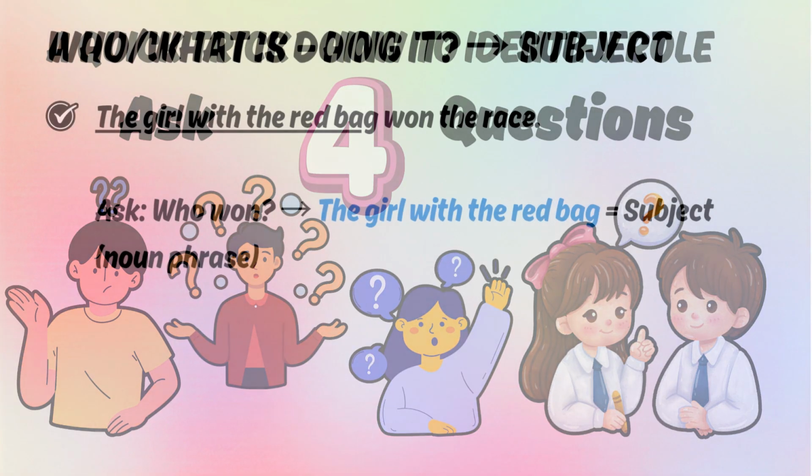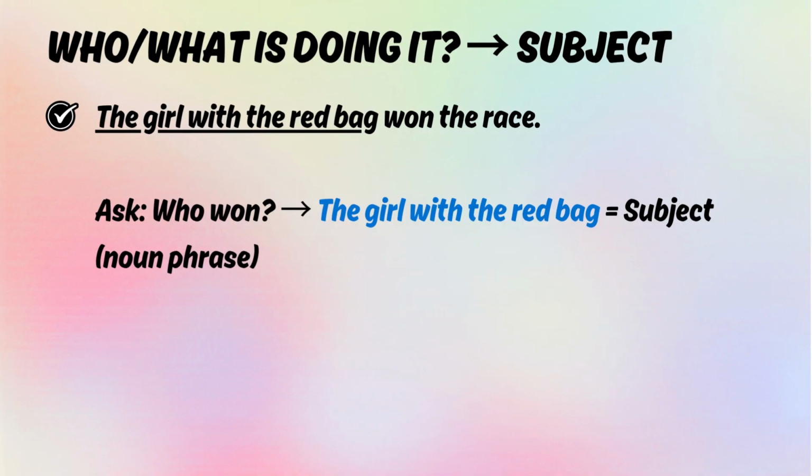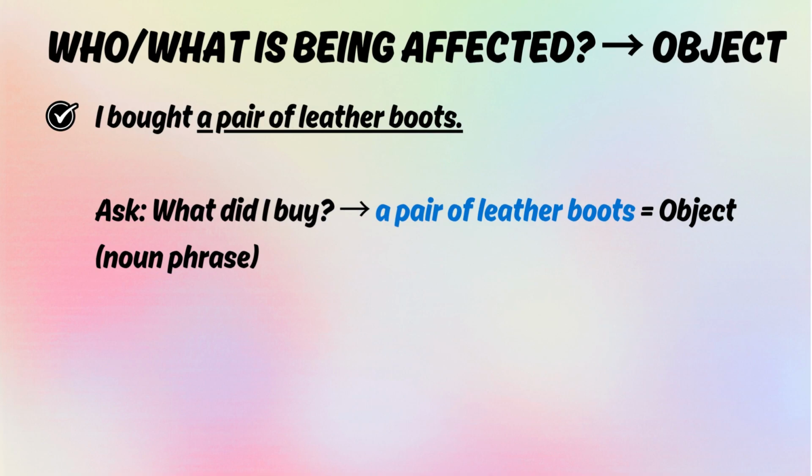Ask who or what is doing the action. That's your subject. For example, the girl with the red bag won the race. Who won the race? The girl with the red bag. That's the subject. Ask who or what is receiving the action. That's your object. For example, I bought a pair of leather boots. What did I buy? The phrase, a pair of leather boots, is the object.